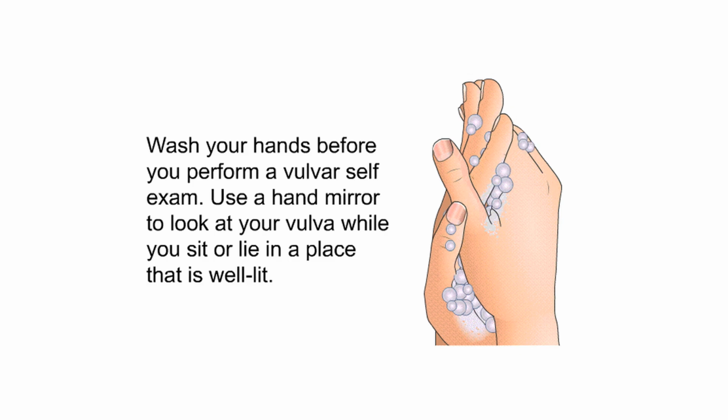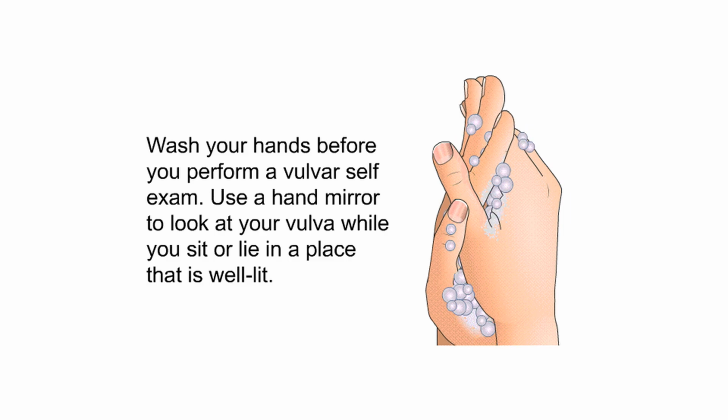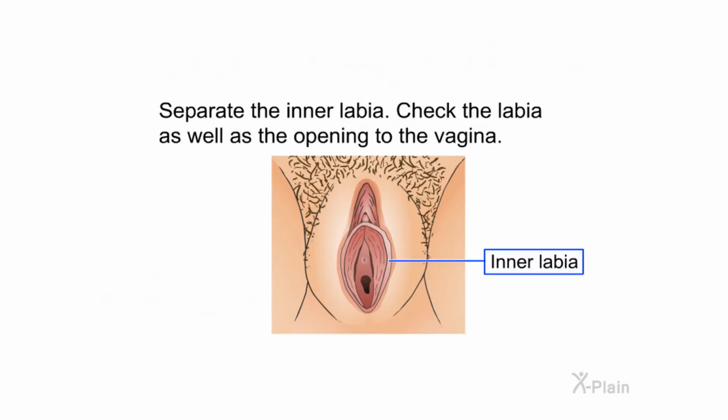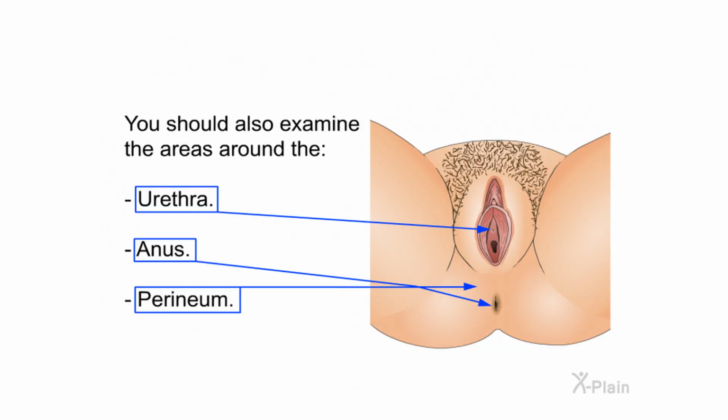Wash your hands before you perform a vulvar self-exam. Use a hand mirror to look at your vulva while you sit or lie in a place that is well lit. Separate the outer labia. Check for swelling, redness, dark or light spots, bumps or blisters. Separate the inner labia. Check the labia as well as the opening to the vagina. Gently pull back the hood of the clitoris and check for any changes. You should also examine the areas around the urethra, anus, perineum.